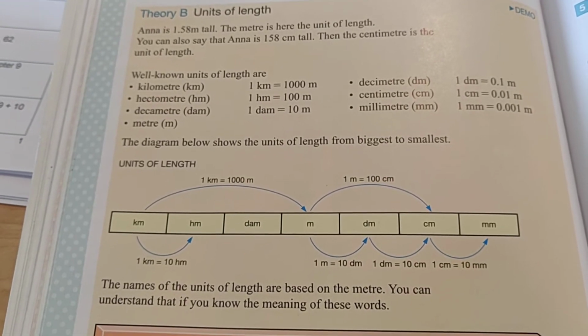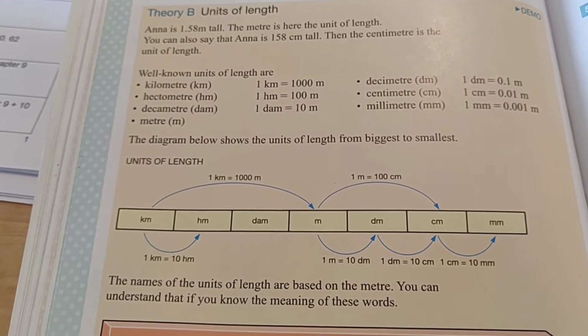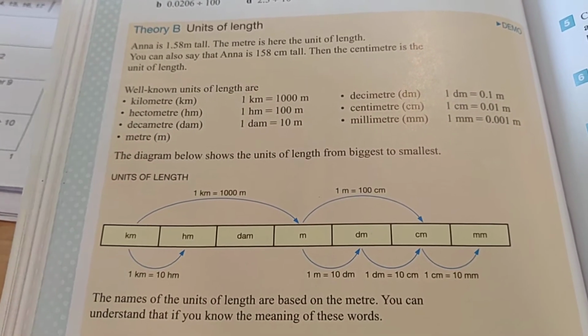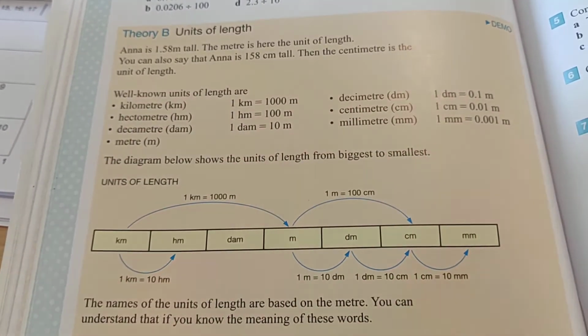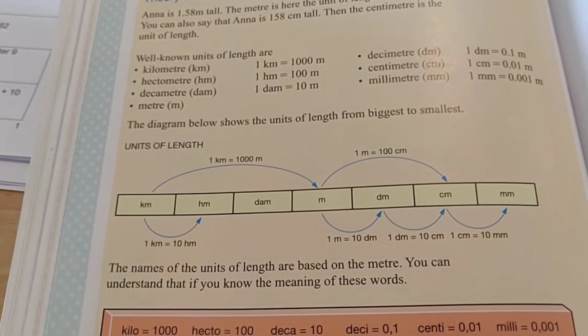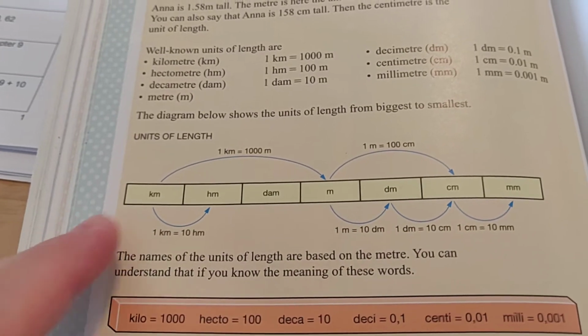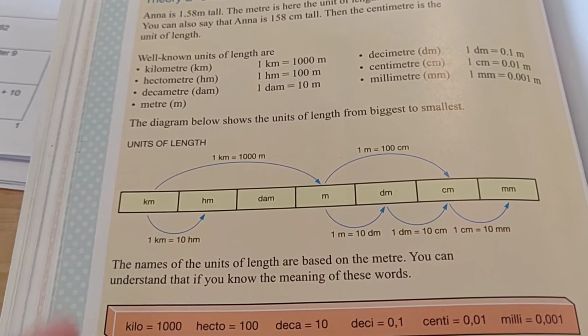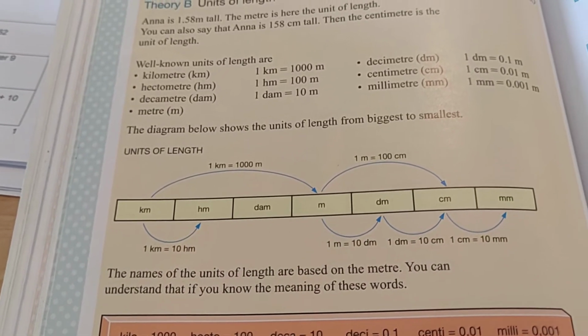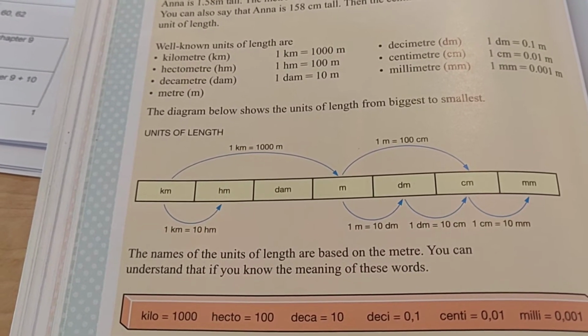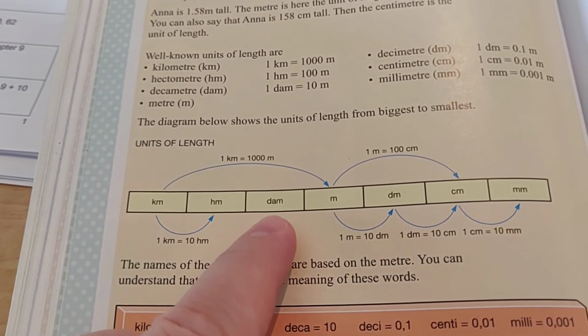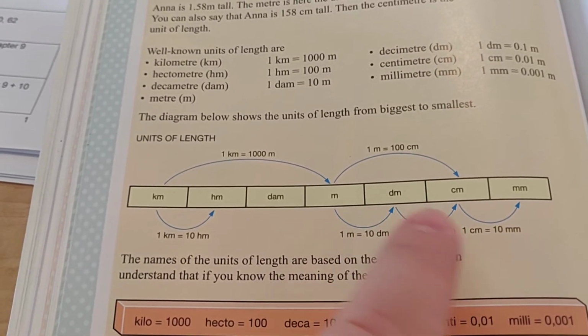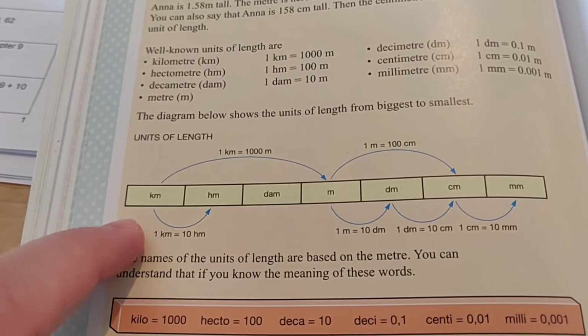This is about units of length. Now you've probably seen this before, right? These words here: kilometer, hectometer, etc., all the way to meter. And we have this schedule in the size from the biggest to the smallest. There are things that are bigger actually, but these are the ones we use most often, though some of them we don't really use that much. Meters we use a lot, centimeters we use a lot, kilometers we use a lot.